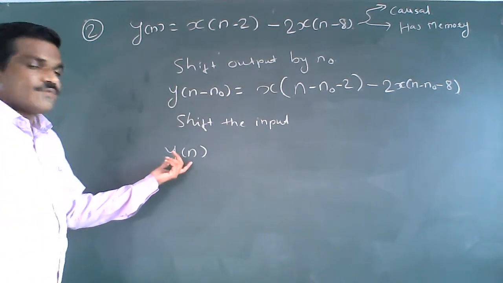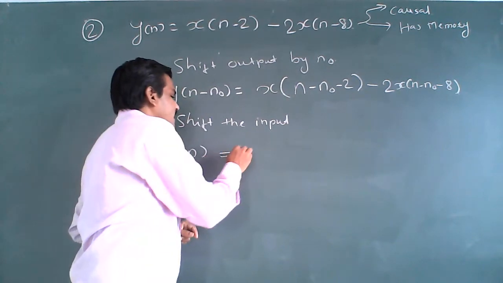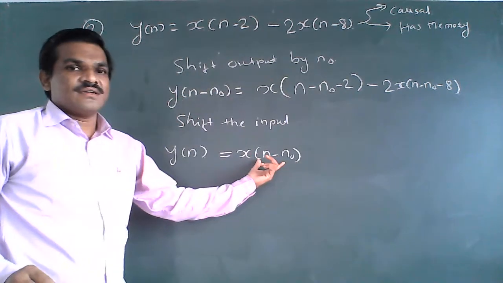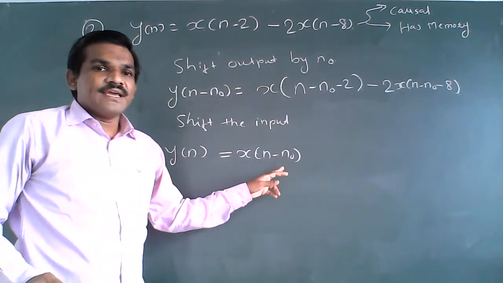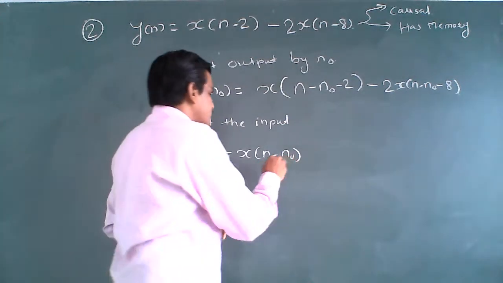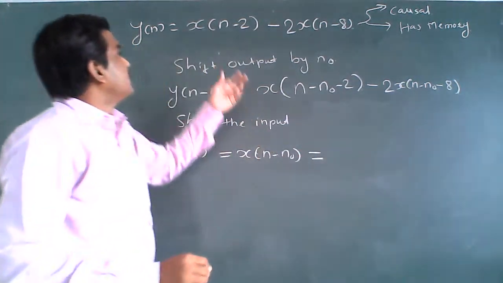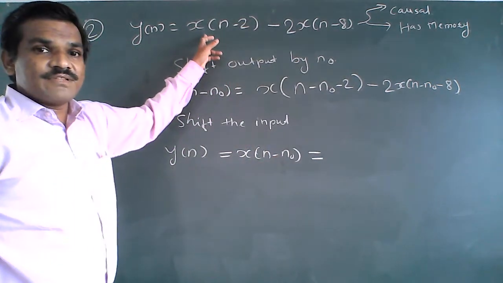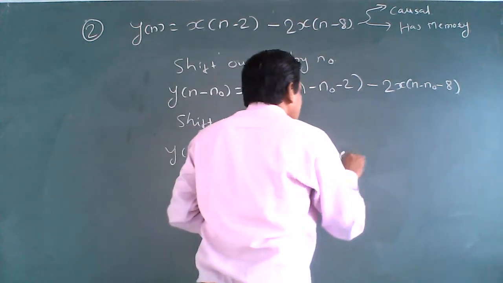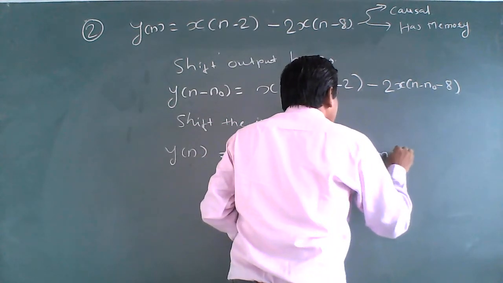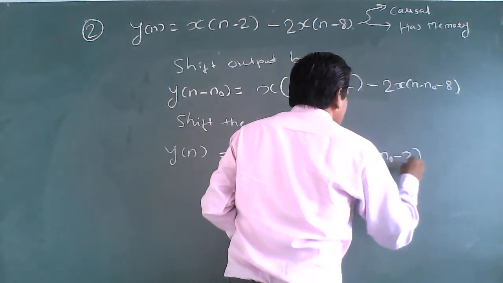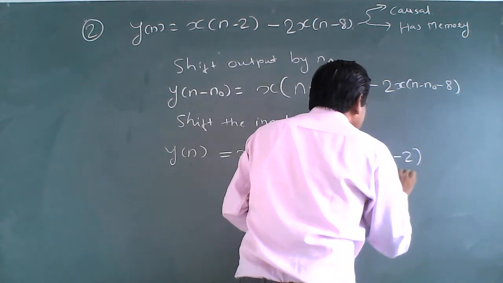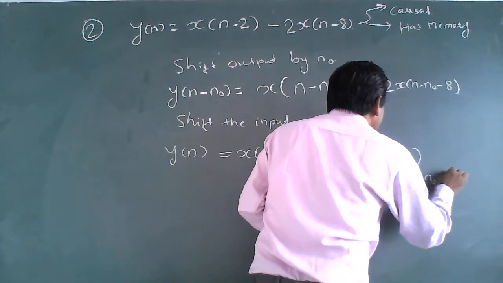So y of n is equal to x of n minus n0. Here I am shifting the output, or delaying the output, by n0. So when we delay or shift the input, what will be its value? Its value is x of n minus n0 minus 2 times x of n minus n0 minus 8.